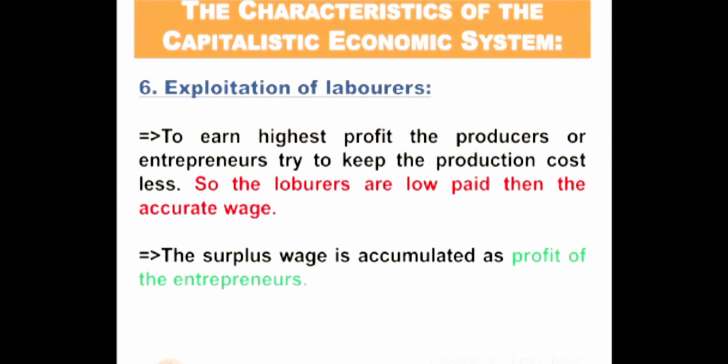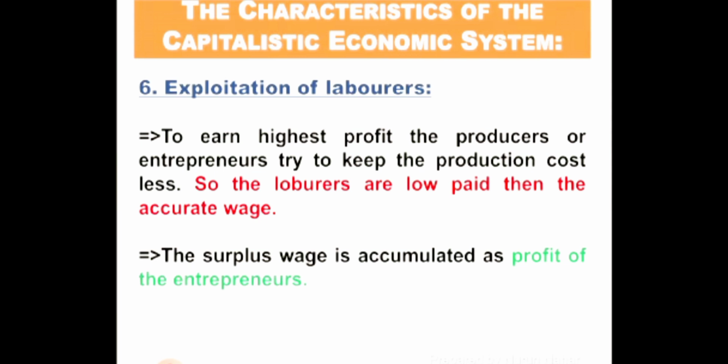because to earn the highest profit, the producers or the entrepreneurs try to keep the production cost low by giving less salary or wage to the laborers. So the laborers are paid less than the accurate wage. The producers make surplus wage, and the surplus wage is accumulated as profit of the entrepreneurs.